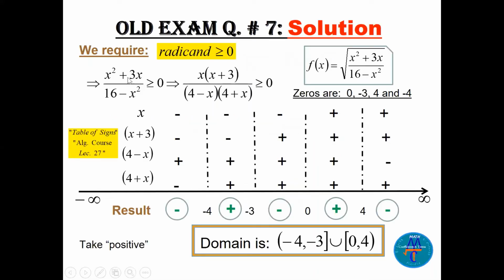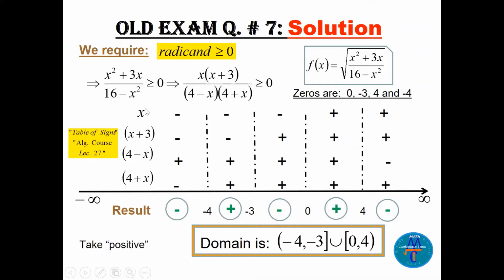Then you factor up and down here because we can factor up and down. Then it looks like we have a big, big table. We have a 0, see x or x minus 0. We have minus 3, we have 4 and minus 4. So this is a big table.